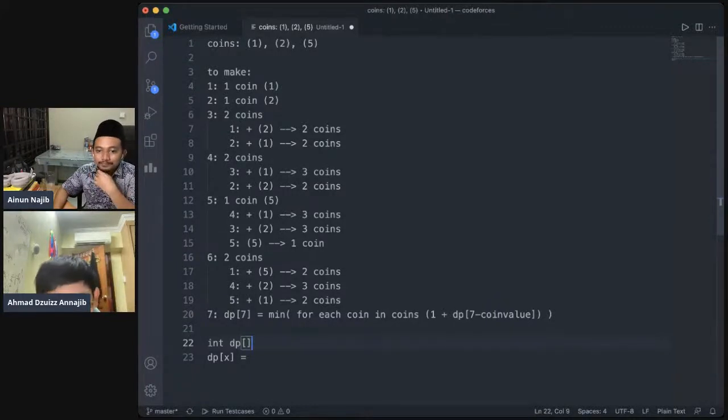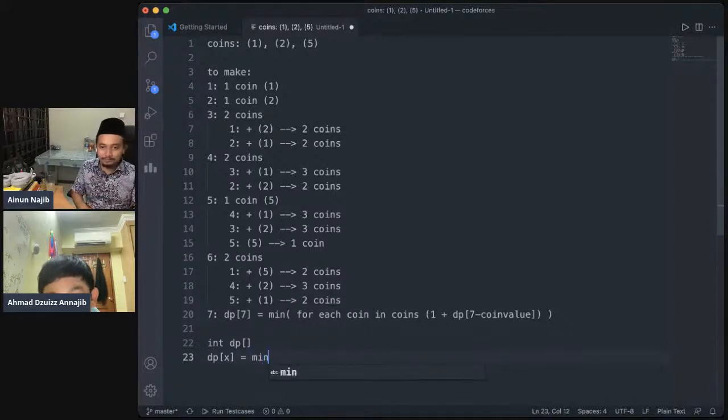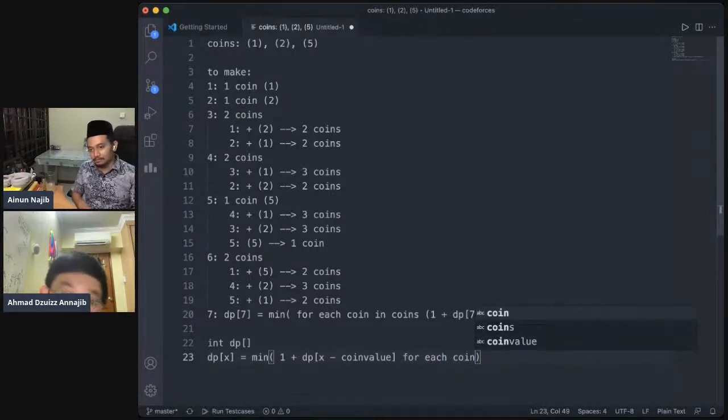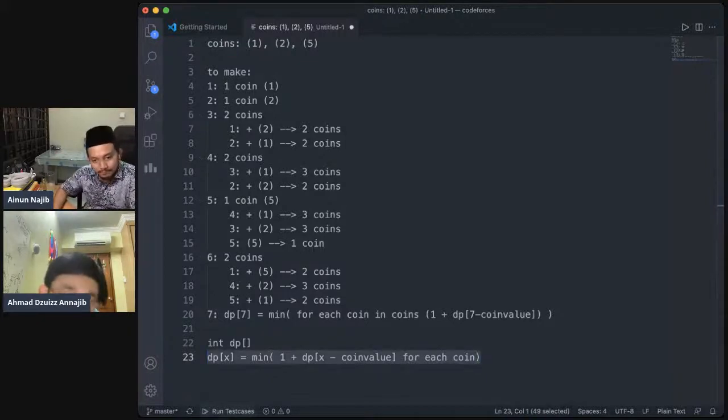So the logic of DP is that DP of X is the minimum of 1 plus DP of X minus coin value, for each coin. So this is the dynamic programming logic. You understand? Why do you have to add 1? Because you are adding 1 coin.